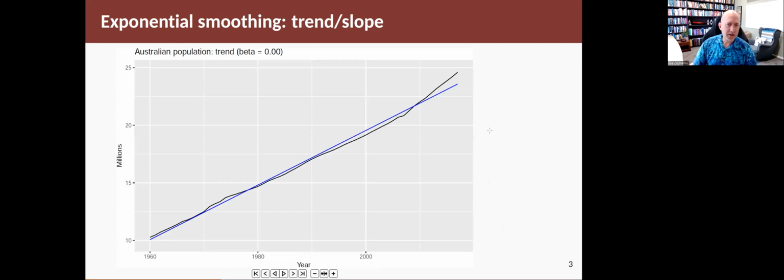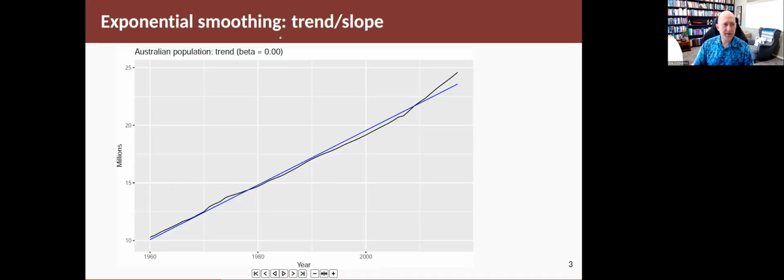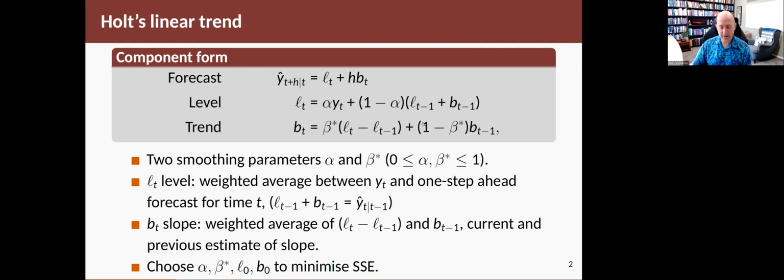Here's an example applied to Australian population data. So the black line is population over time, and the blue line is our estimated trend using these equations, where h is equal to 1, so we're looking at 1-step estimates. And initially, we're setting beta equal to 0. So look at what happens to the equations when beta equals 0. This term disappears, and this part of this disappears. We've just got a 1 there.